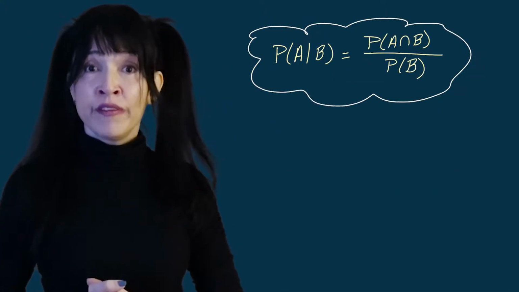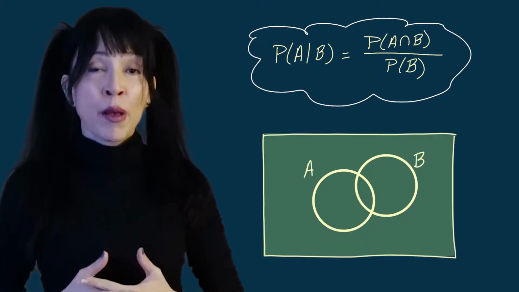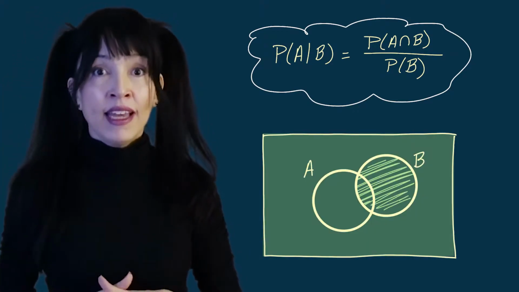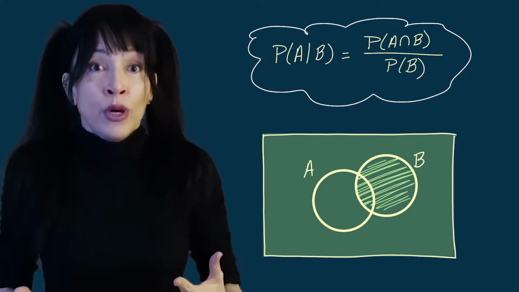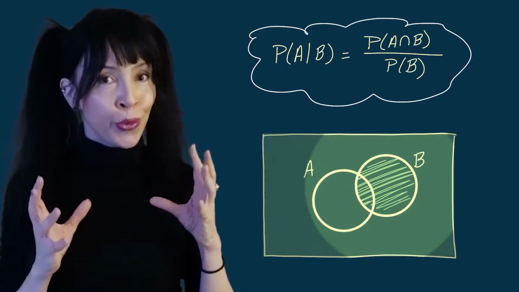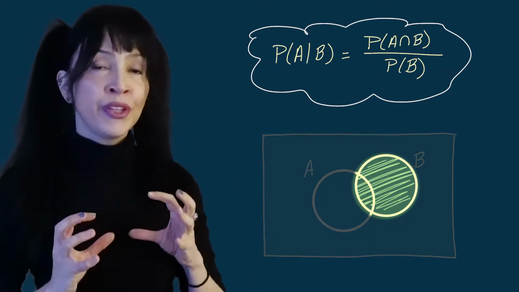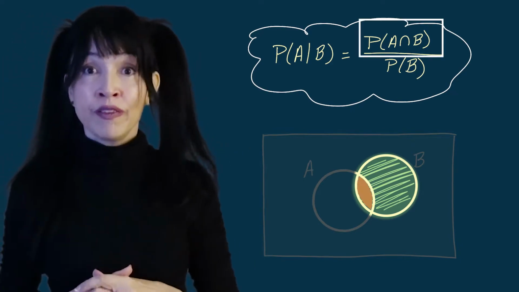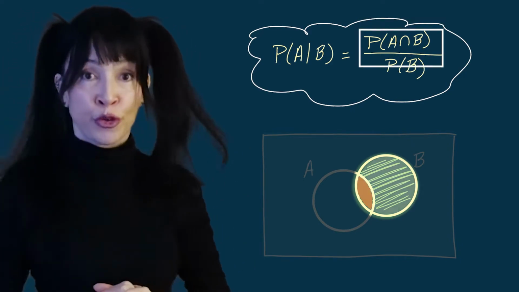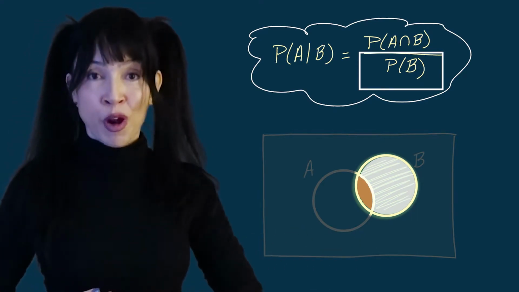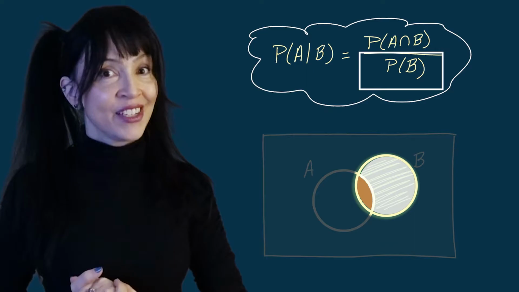Let's visualize this with the Venn diagram. Again, the probability of A given B tells me I'm already in this set B, and now, once I'm in B, what is the probability that A happens? So given that B is the total universe, the probability that I'm in A is the relative area, the ratio of this intersection probability to the total probability of B. That's the definition of conditional probability. Makes a lot of sense, right?